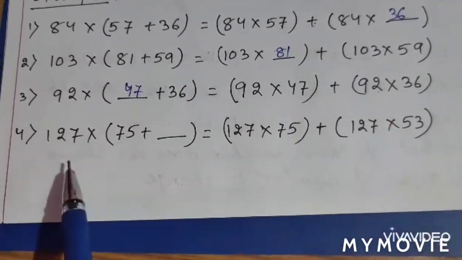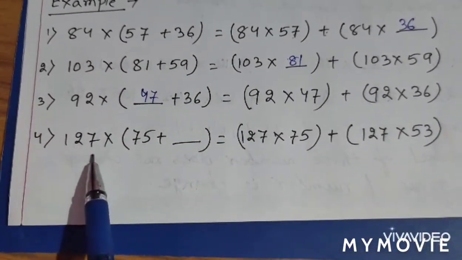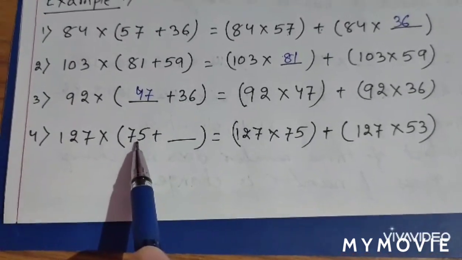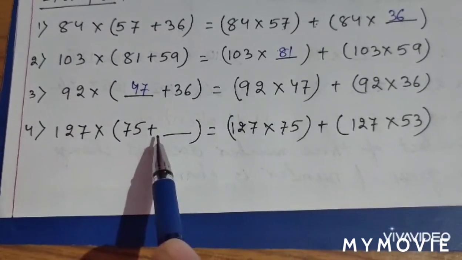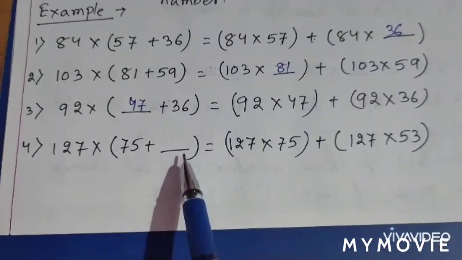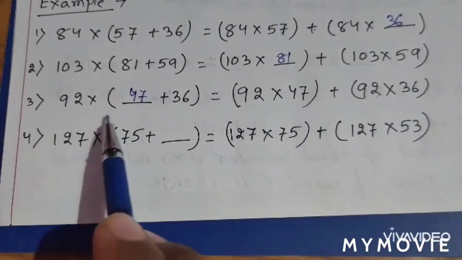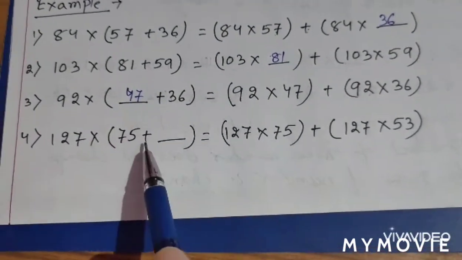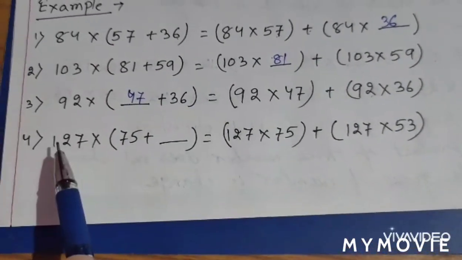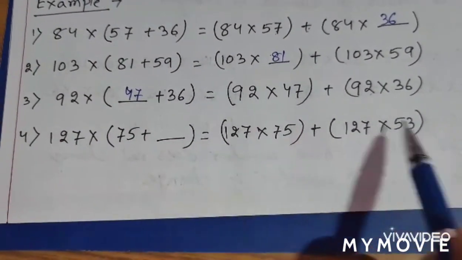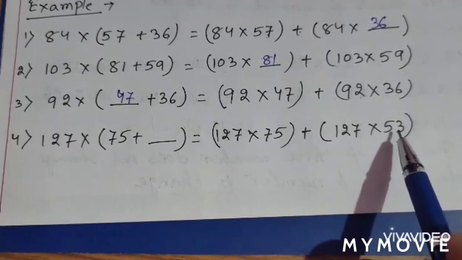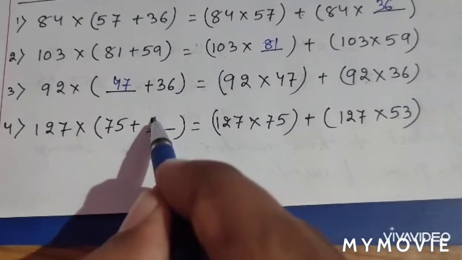Okay. The last one is your 127 into, within the bracket is 75 plus dash. Just see, 127 into 75 is written over here, the plus symbol is given over here, then 127 into dash. In the dash what is given? Which is that? 53. Over here you write 53.